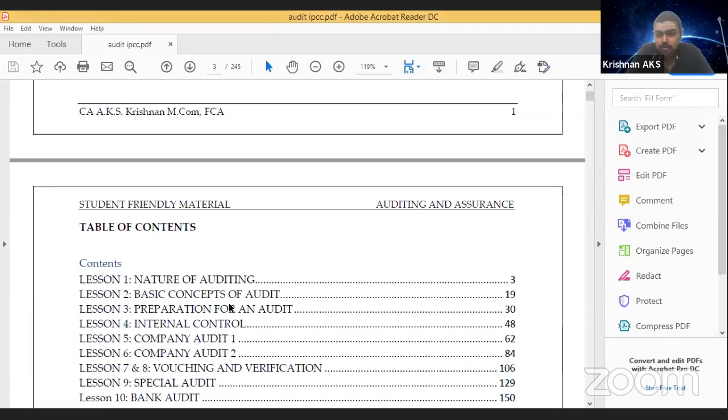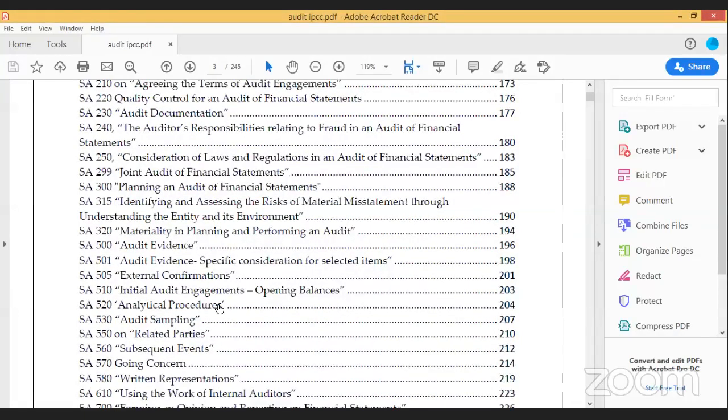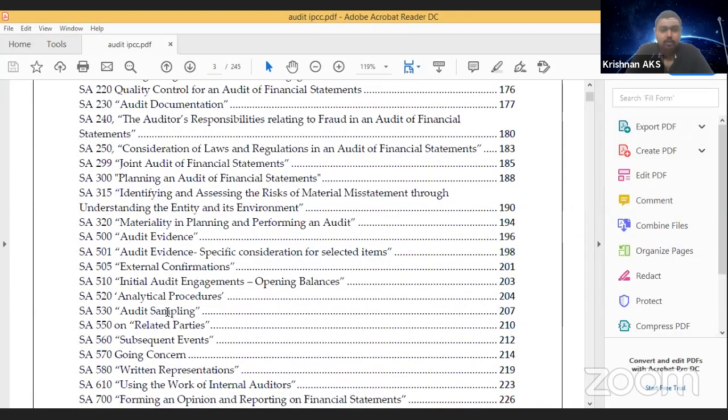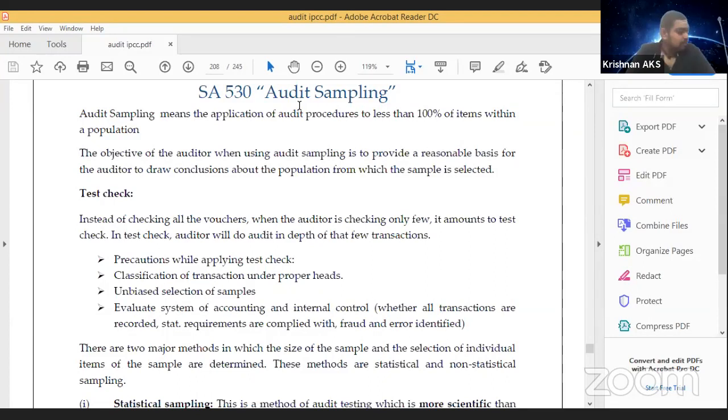Okay, we'll start. So today we have to start from which standard? So 5:30 audit sampling. Oh, 5:30. Can you able to see the screen? Oh, yes, sir. Okay, 5:30 audit sampling.